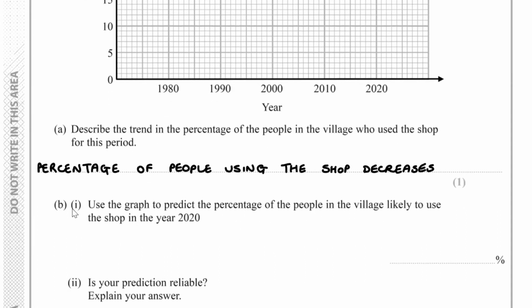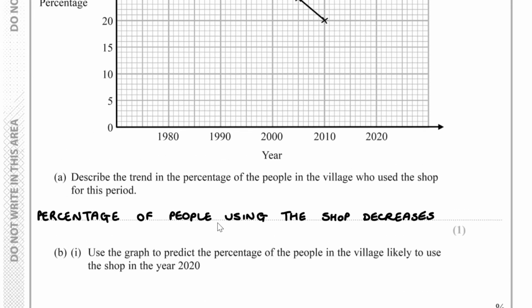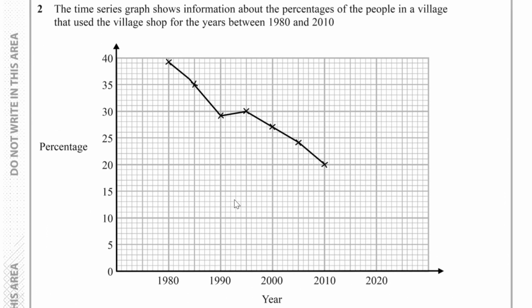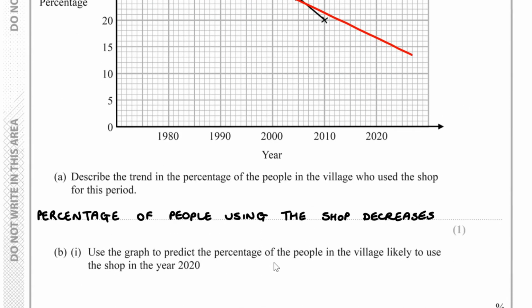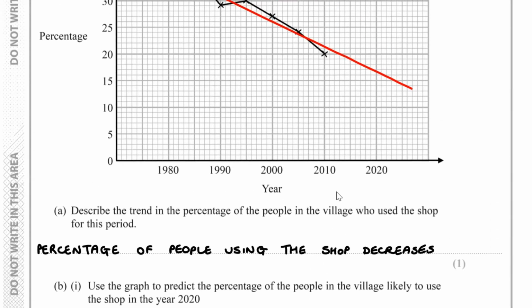Now for the first part of part B, we have to use the graph to predict the percentage of the people in the village likely to use the shop in the year 2020. Well, to do this question, we first of all need to draw a line of best fit. So if we draw a line of best fit, we have something looking like this. And we're predicting the percentage of people who use the shop in 2020.